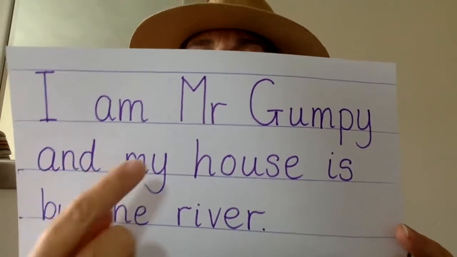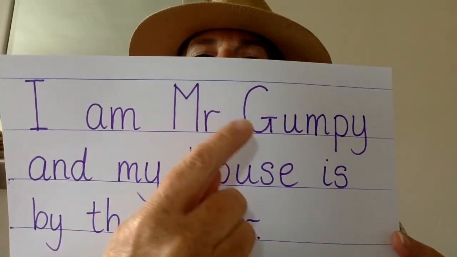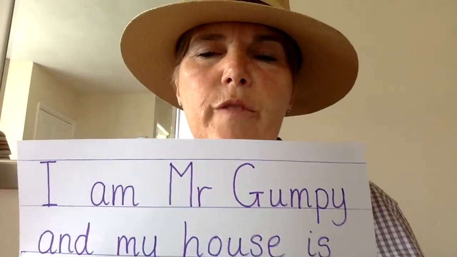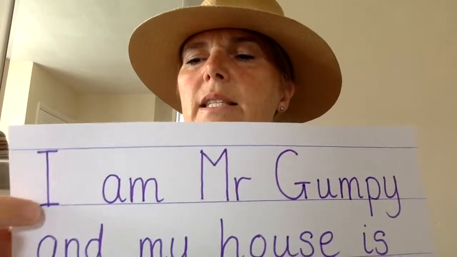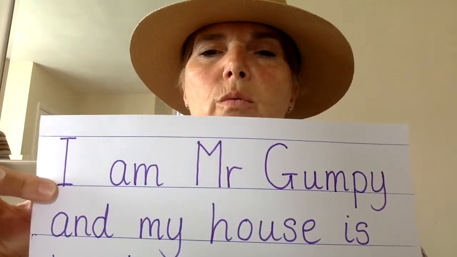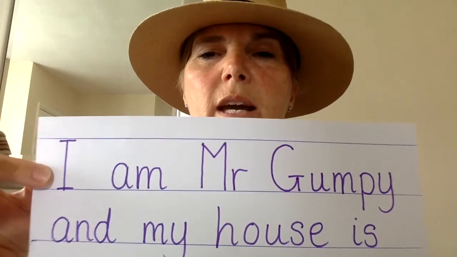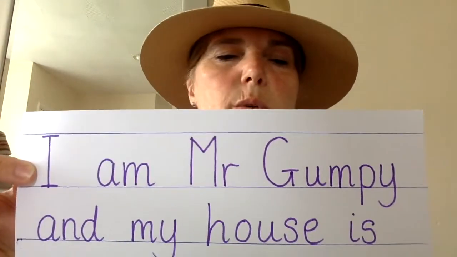Can you see how we've got a capital letter for my name, Mr Gumpy? Don't forget we need to use capital letters for our names and at the start of the sentence. So I've got the letter I there, which always is a capital when we're writing it, but this one actually has to be at the start of the sentence as well.